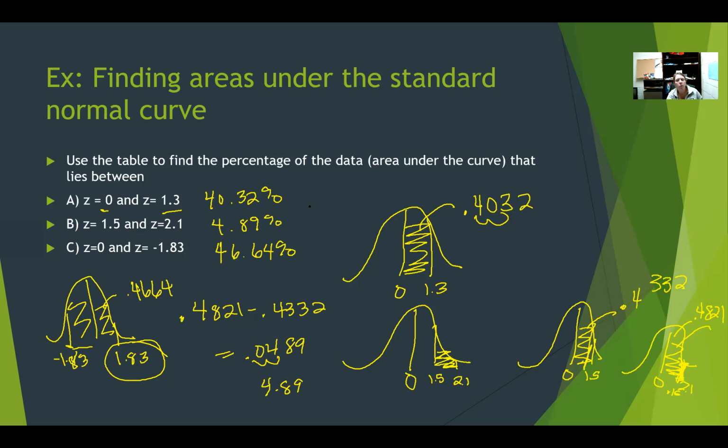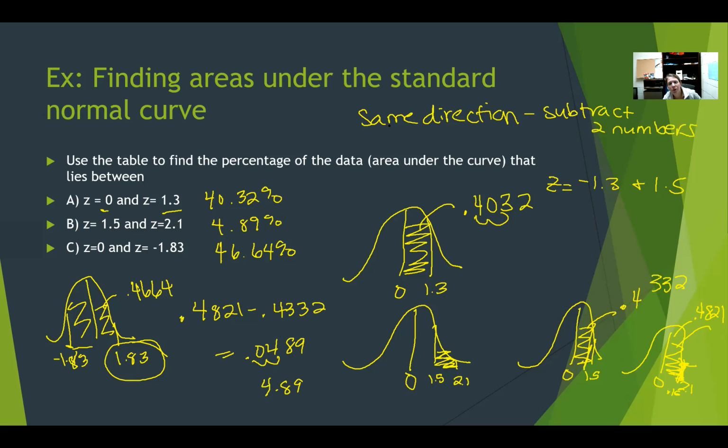All right, so one more I want to do with you guys. Let's say your z-score is, you want to find between negative 1.3 and 1.5, okay? If you have the same direction, the trick is you'll always subtract your two numbers. So same direction, you will subtract the two numbers, or two z-scores. And if you're going in different directions, meaning you have a negative and a positive one, you're going to add those two numbers.